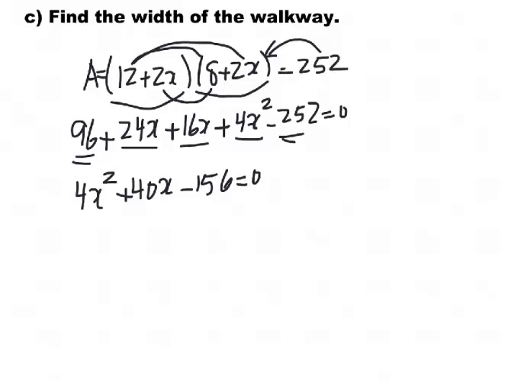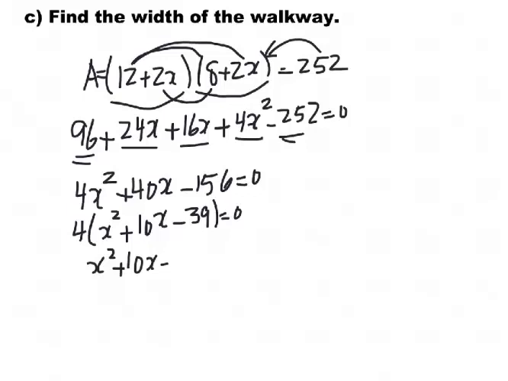Either I can use the quadratic formula or I can use factoring. Let's try factoring. First, I'm going to factor 4 out. I can divide every coefficient by 4. I get 4 times x squared plus 10x minus 39 is equal to 0. I know the product of these two numbers is 0. 4 cannot be 0, so x squared plus 10x minus 39 is equal to 0.